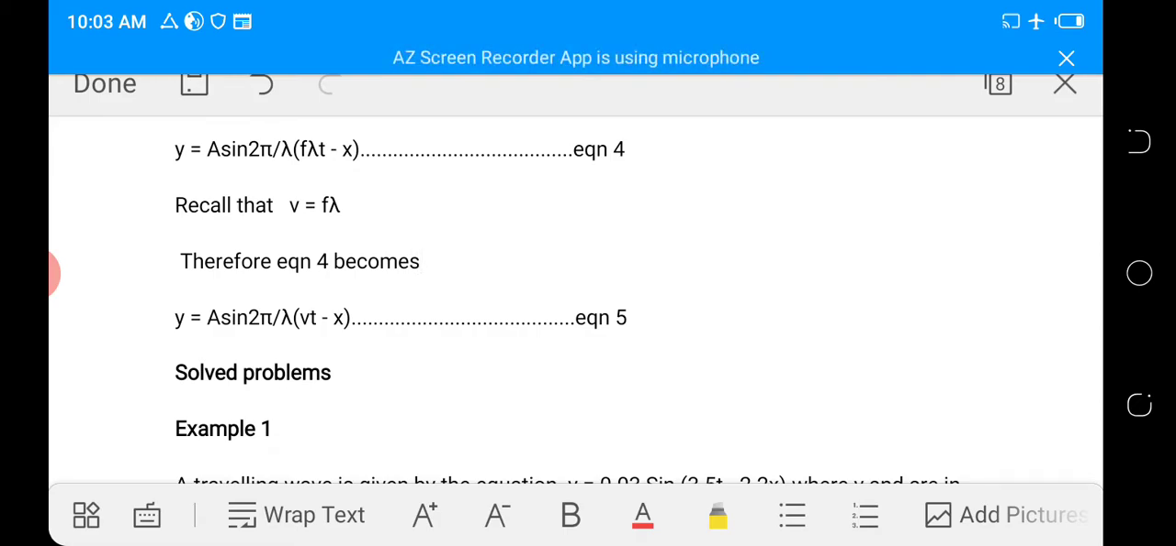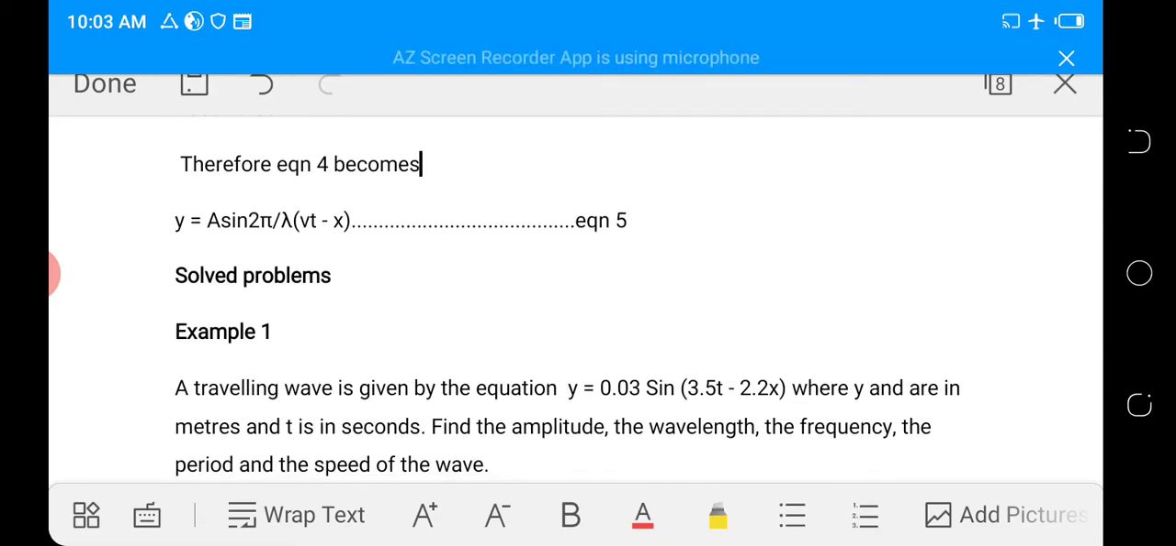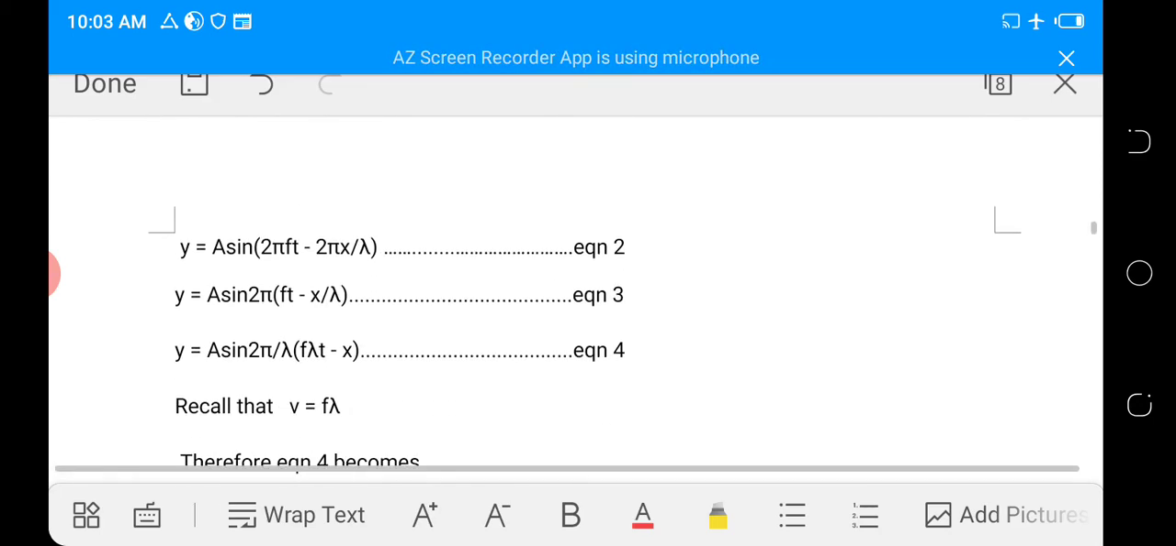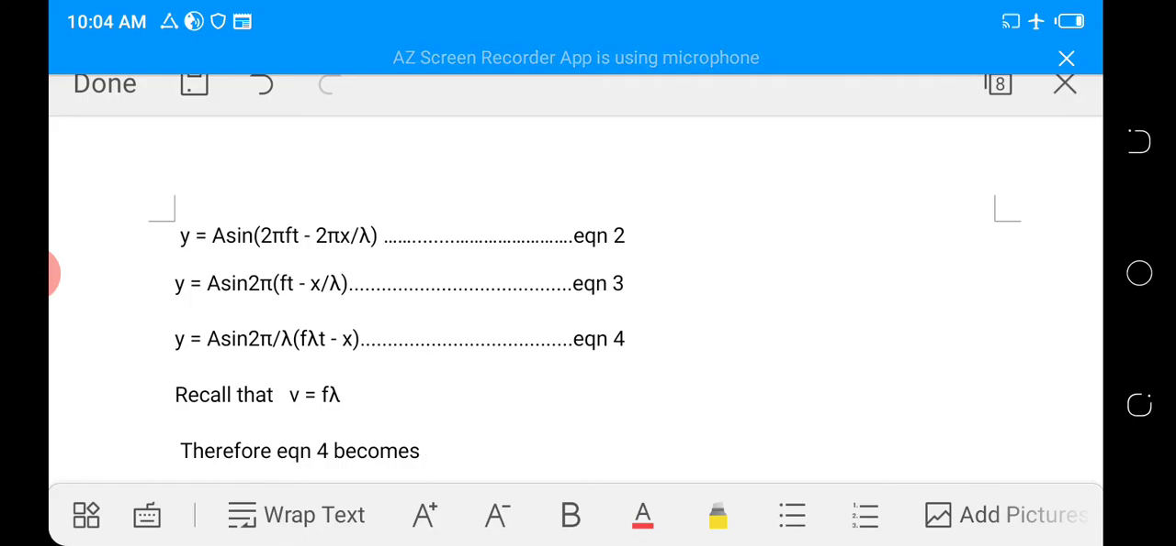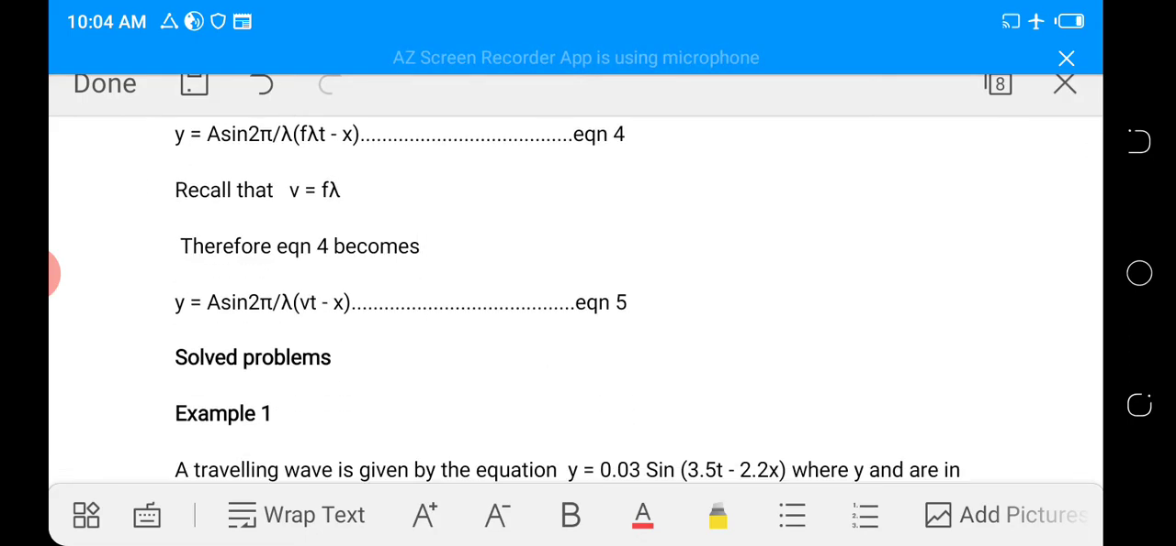And recall that v is equal to fλ, that is, the velocity or speed of a wave is equal to the product of the frequency and its wavelength. So therefore equation 4 becomes y = A sin (2π/λ)(vt − x). This is our equation 5. Out of all these equations, any one can be used to represent the equation of a wave, from equation 1 to equation 2 to equation 3 to equation 4 and equation 5. Our wave equation can be written in any of these.